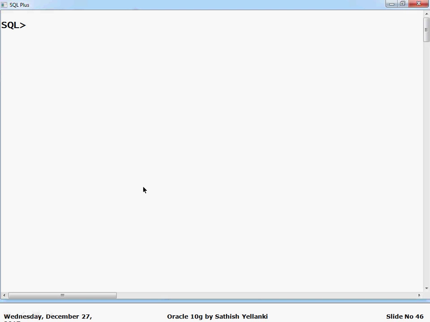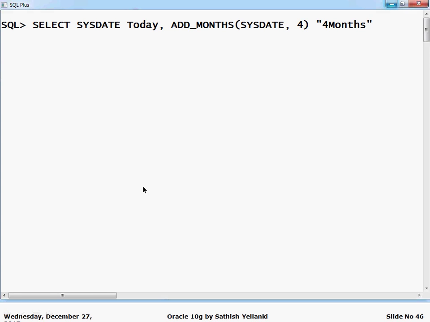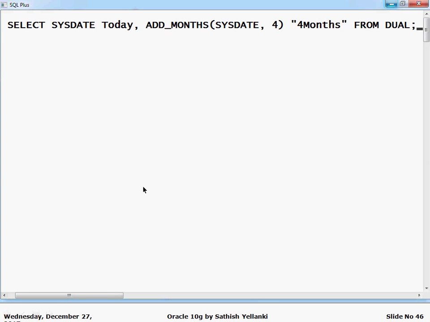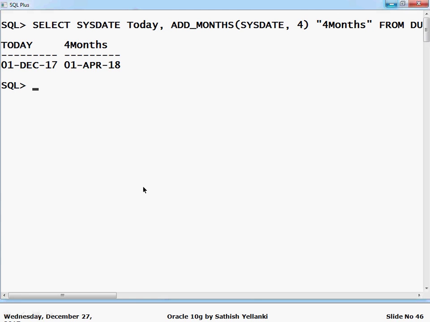Whenever the date changes, the month changes. If the date goes beyond December, the year also changes. You don't need to worry about that, including the centuries. So you can just watch here, select sysdate, today, comma, add_months. I am saying sysdate, comma, 4. So I am saying add how many months now? 4 months. And I am saying from dual.